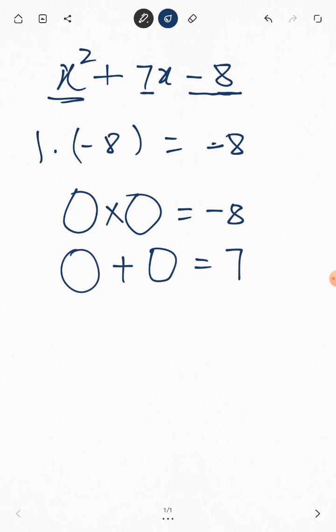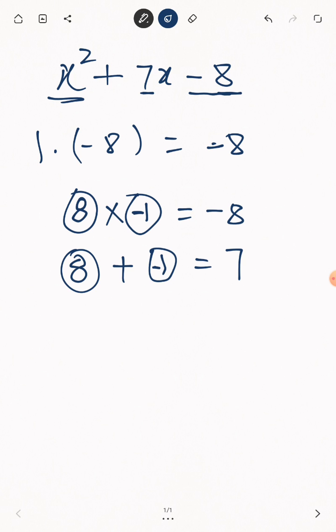Now, what else? 8 times 1 is 8, and 8 minus 1 is also 7. So let's say this is 8 and this is 1. Now 8 times 1 is not negative 8, and 8 plus 1 is not 7. That means one number has to be negative. So we have the negative sign in front of 1, because 8 plus negative 1 will be 7, and 8 times negative 1 will be negative 8.